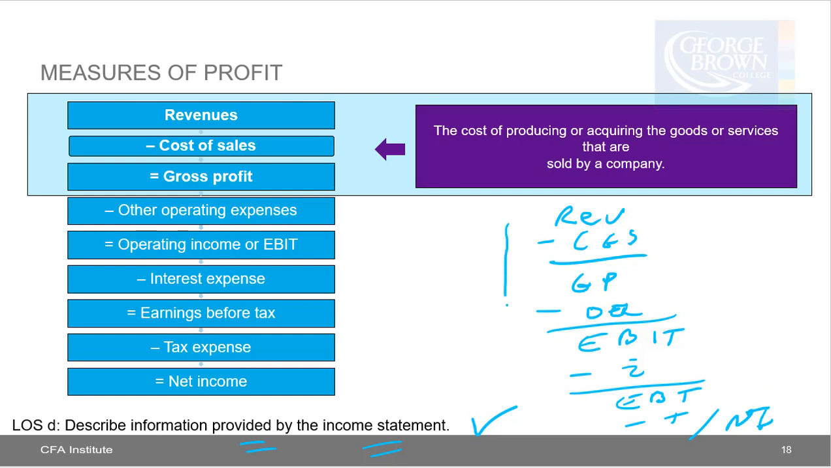So it's not too many lines of the abbreviated consolidated income statement that you really need to understand. Revenue minus cost of sales equals gross profit minus other operating expenses gives me my operating income, or EBIT, minus interest gives me earnings before tax, minus tax gives me my net income. So zooming in here on the cost of sales, what is included in the cost of sales? It's the cost of producing or acquiring the goods or services that are sold by a company. So again, you see cost of sales, or sometimes you see cost of goods sold.